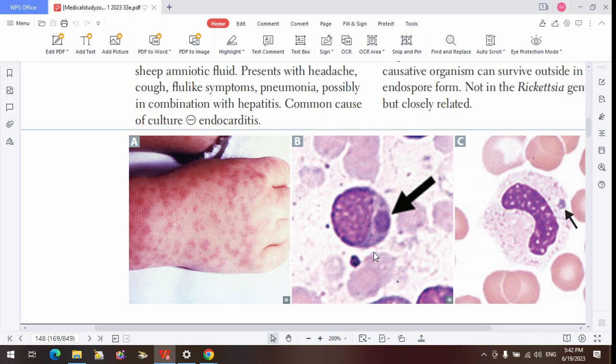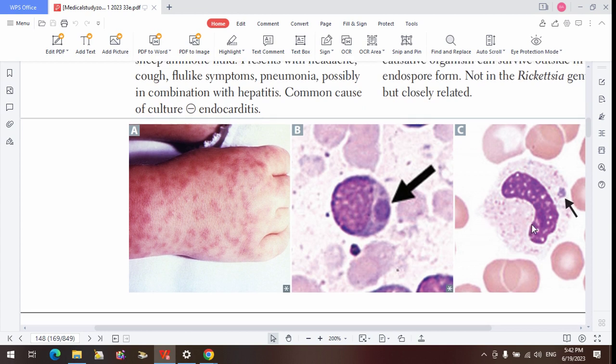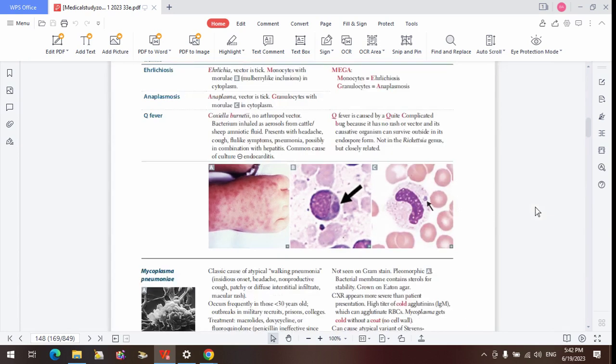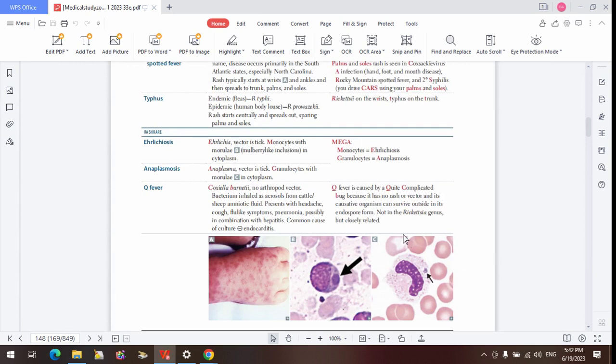So you cannot call this a granulocyte. Can we call this a granulocyte? No. But we can call this image C a granulocyte. You can see that the nucleus is kind of curved. Yes, so this is a granulocyte, and you can see the morula just beside it. So that is anaplasmosis. So C is anaplasmosis. B is ehrlichiosis.